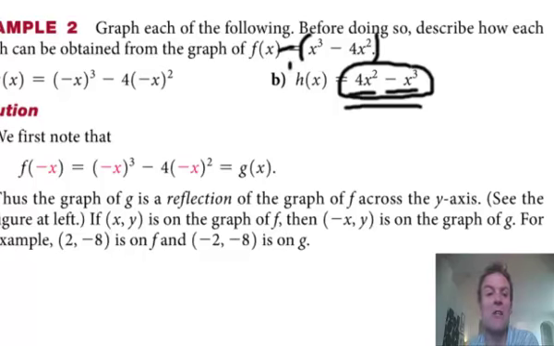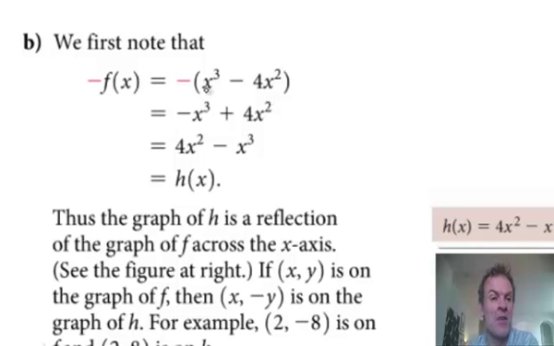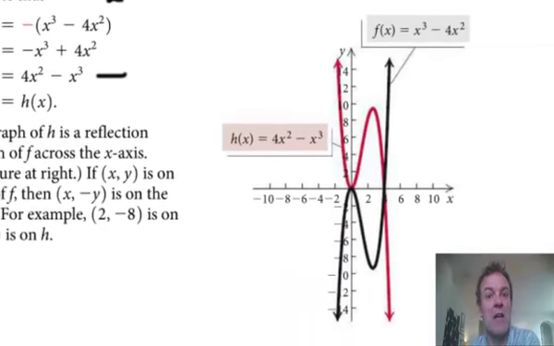And I'll show you over here. There it is, okay, right here. All I've done is take the original function, which is x cubed minus 4x squared, put a minus in front, and it becomes this, which is what the question was. So this is going to be x-axis reflection.